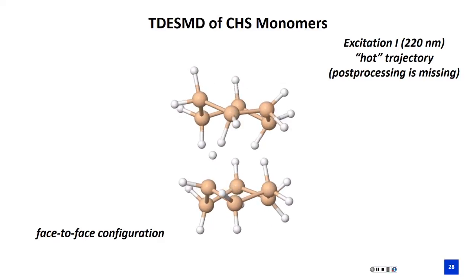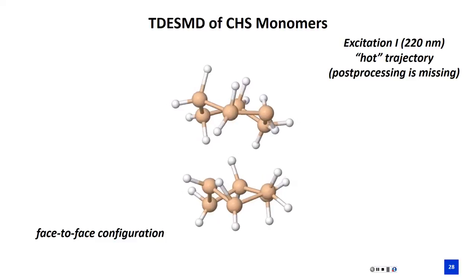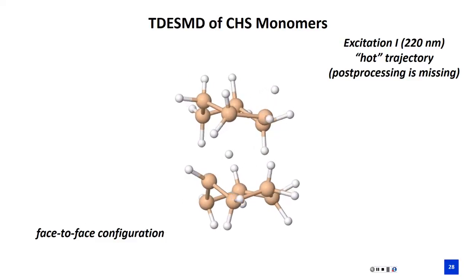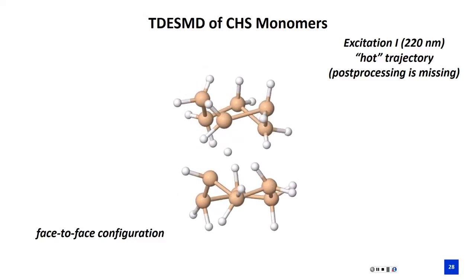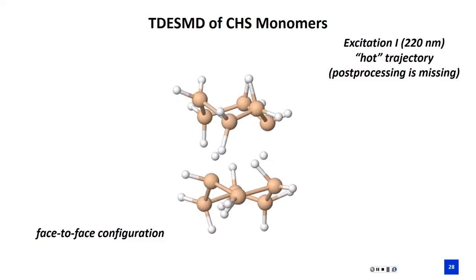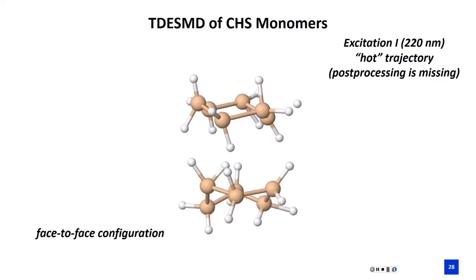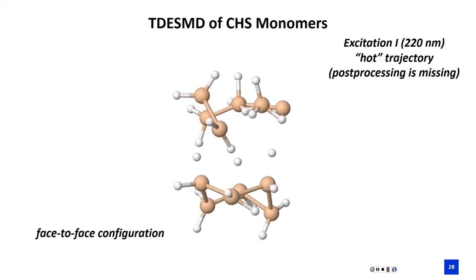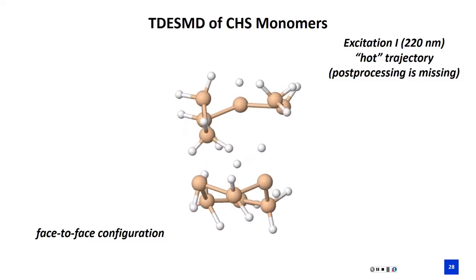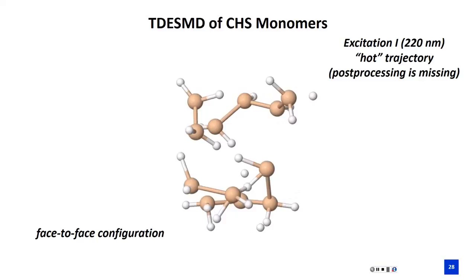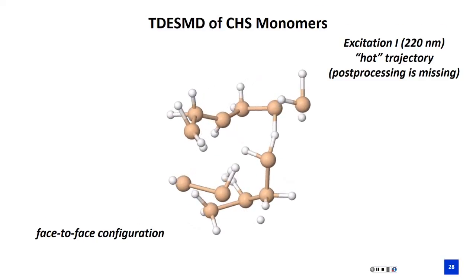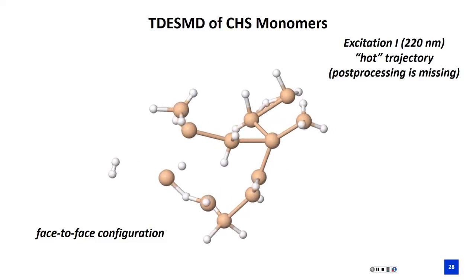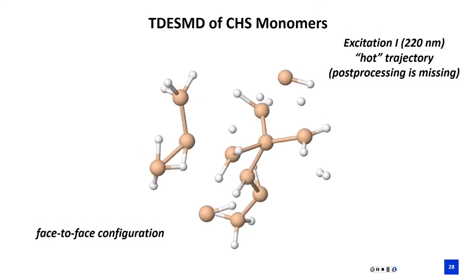So we find rich reaction events in the second half of the trajectories. We can observe the breaking of the silicon-silicon bond. We can see the breaking of the ring structures. Okay, so the dimerization happens at the very last stages of the TDSMD trajectories.